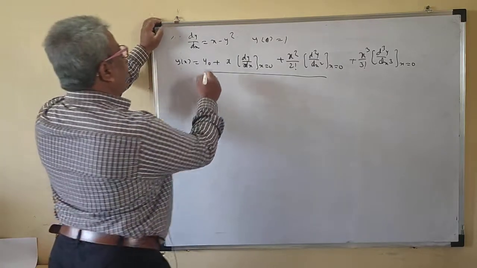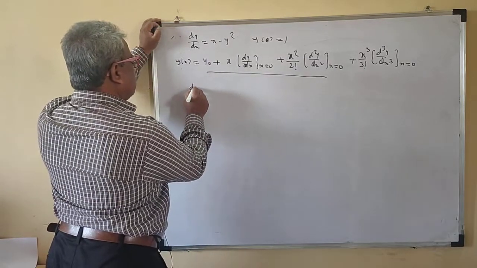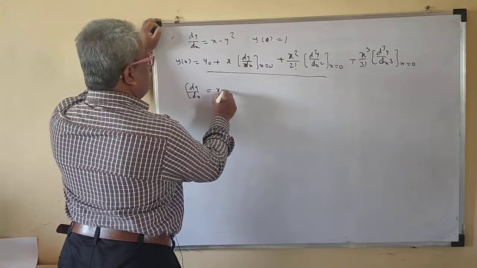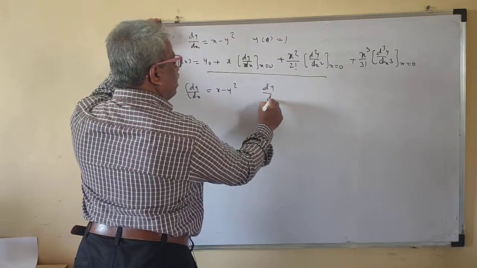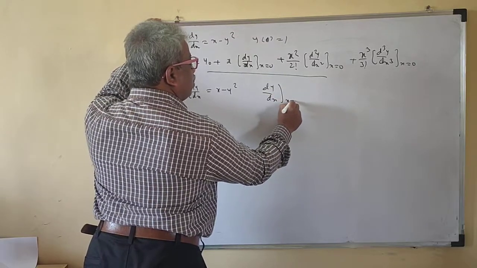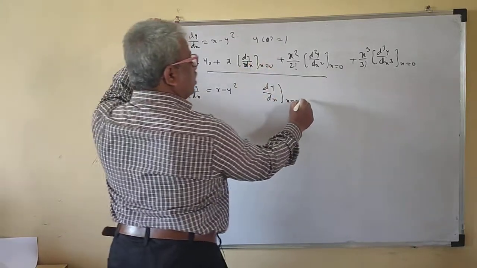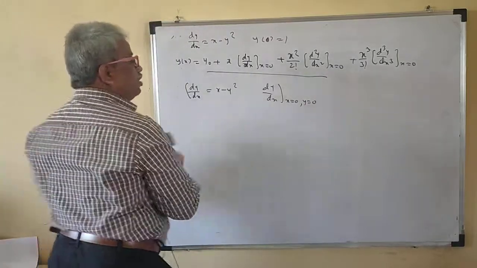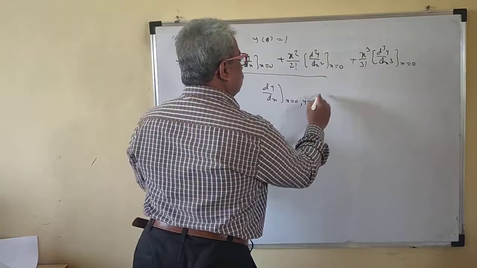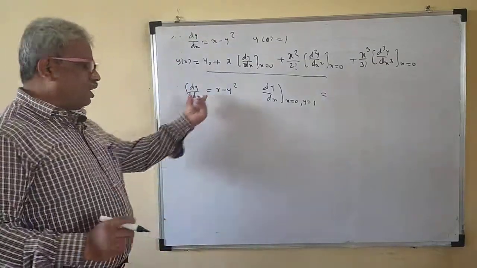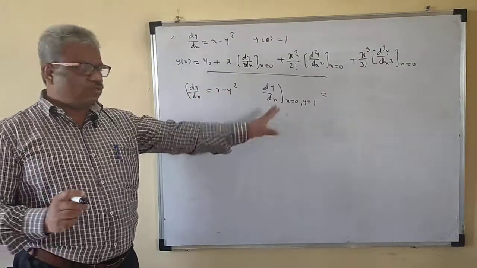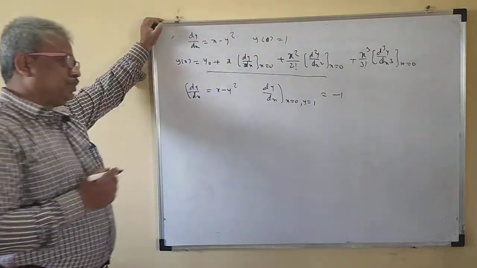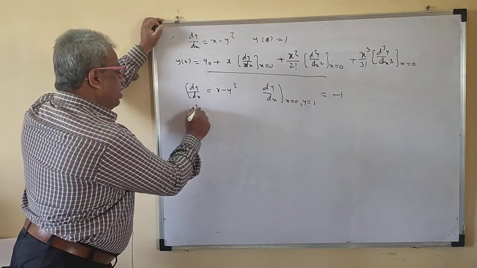So now we'll find dy by dx. dy by dx is x minus y square. So dy by dx at x is equal to 0: x is equal to 0 means y is equal to 1. You have to put x is equal to 0, y is equal to 1 here. So 0 minus 1, this is minus 1.